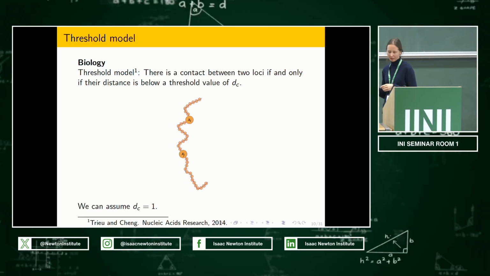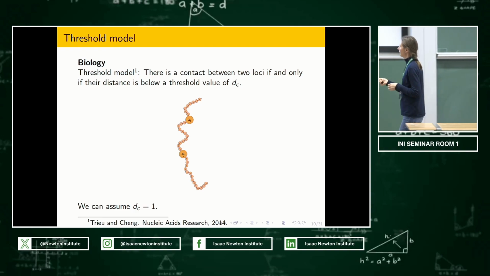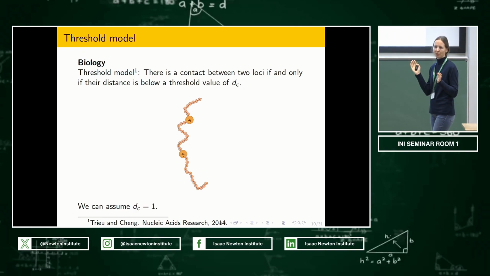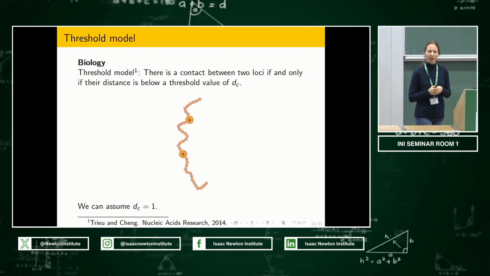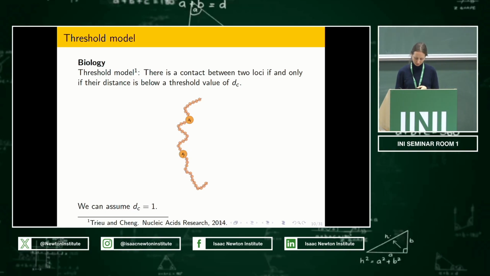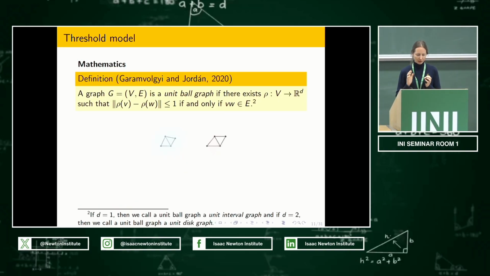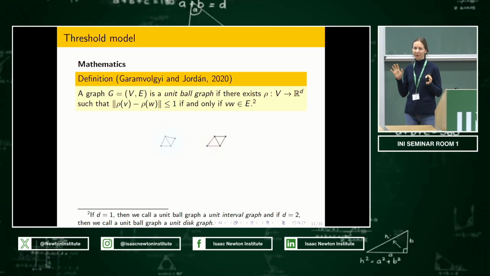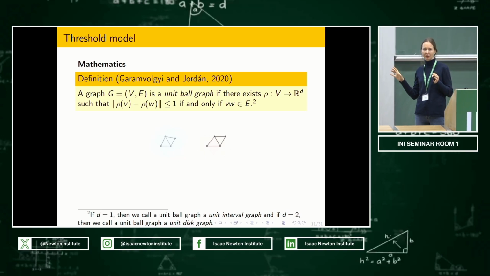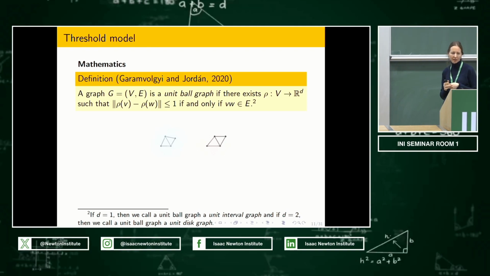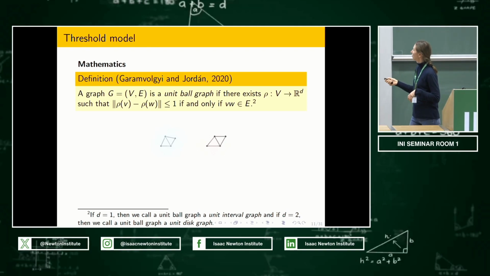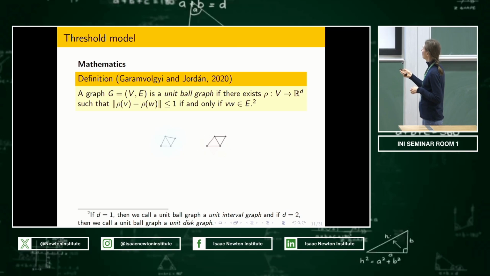And furthermore, we will assume that dc is equal to 1, because we can consider everything up to scaling. And it turns out, as I said, that for these things we're interested in on the biology side, there is often already a corresponding notion on the mathematics side. So for the threshold model, we consider something called a unit ball graph.